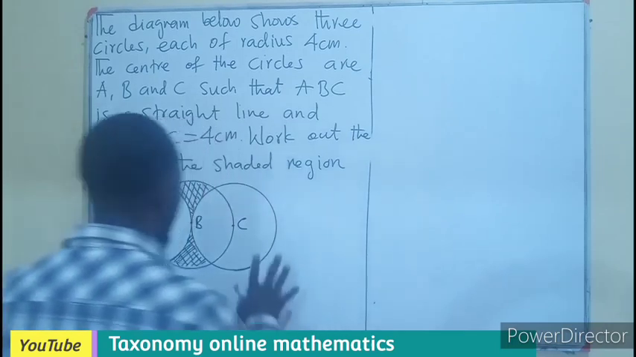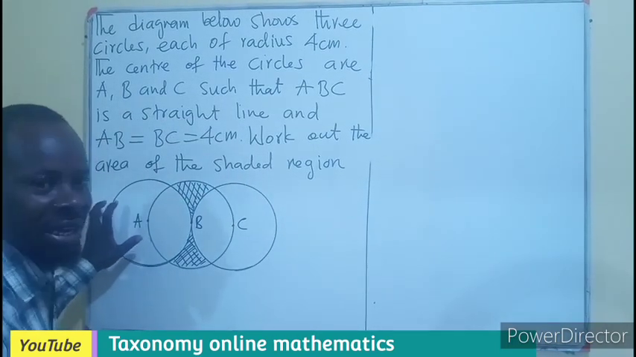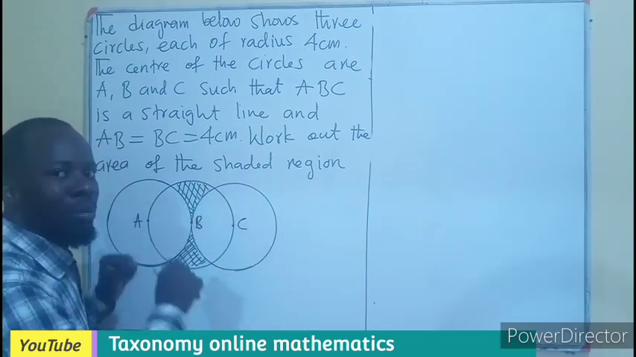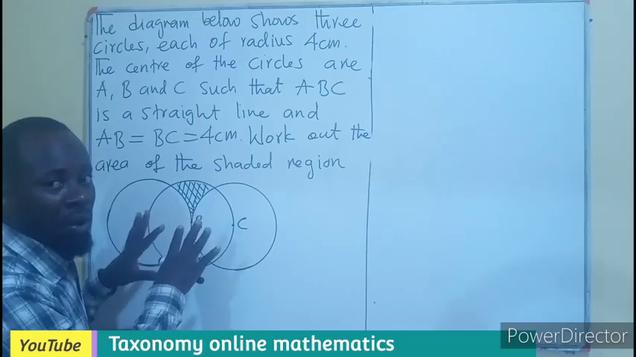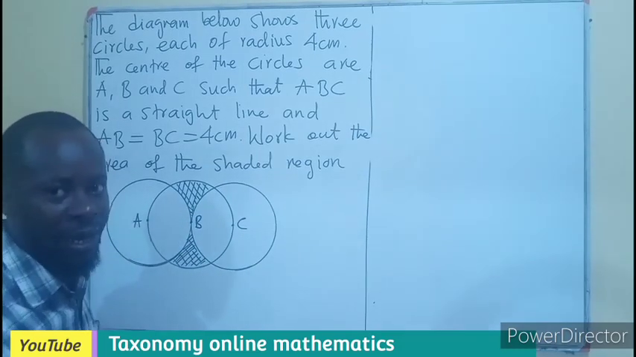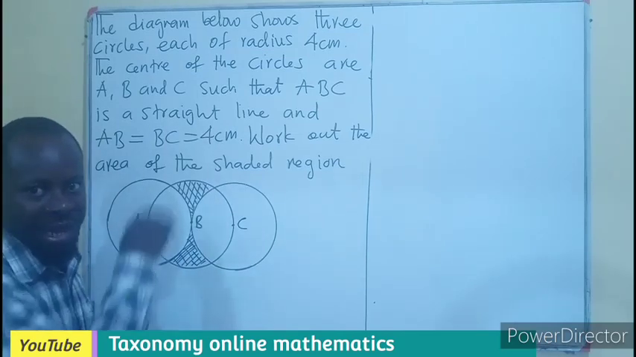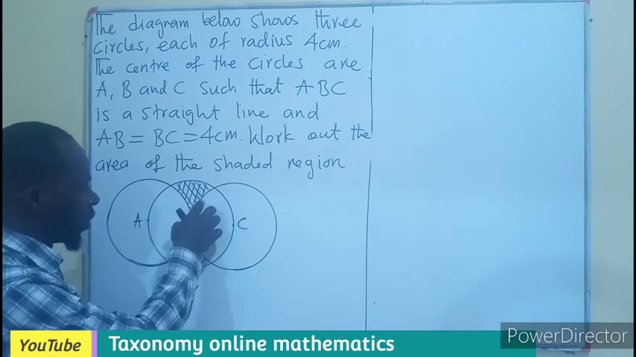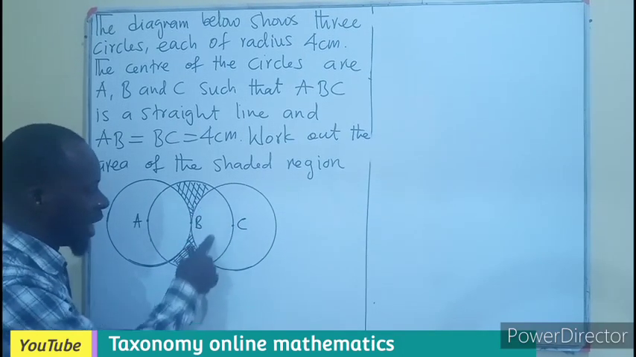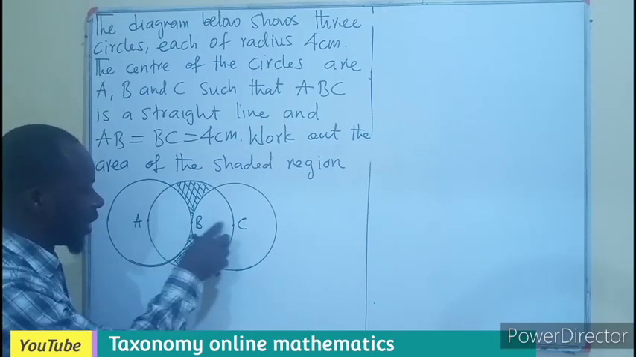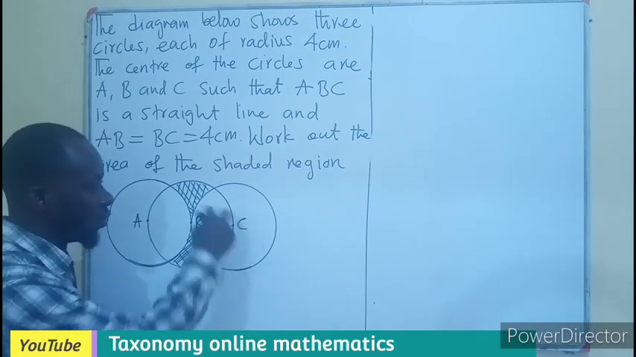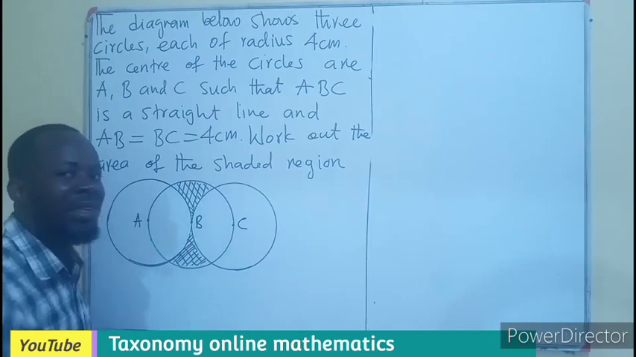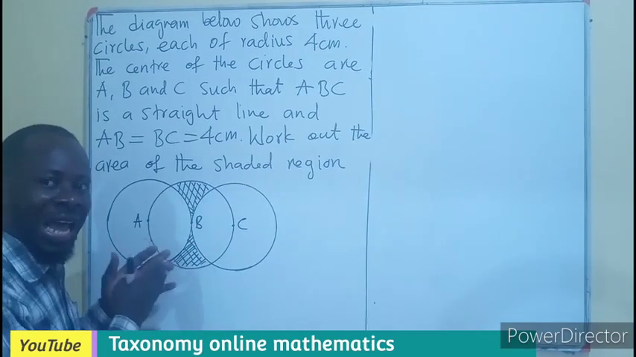We can see that the first circle with center A and the third circle with center C are covering most of the surface of the second circle, leaving the outlet. That outlet is what we are looking for. This doesn't look like a circle, so we cannot identify it as a circle.